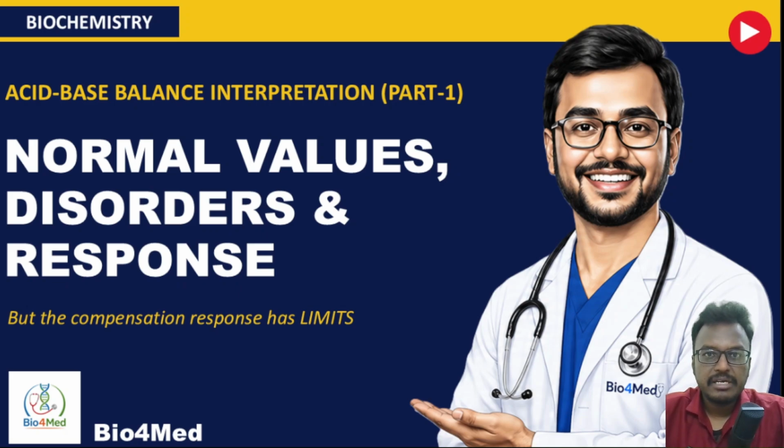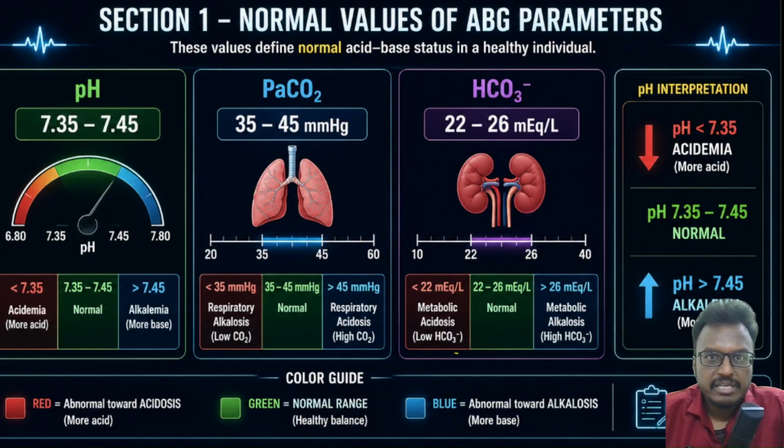This is part 1 of the acid-base balance interpretation. In this video, we will be discussing the normal values of each of the parameters in the ABG report, then the acid-base disorders, and how the body responds to each of these disorders. Before interpreting ABG reports, you have to know the normal values of each of the ABG parameters.